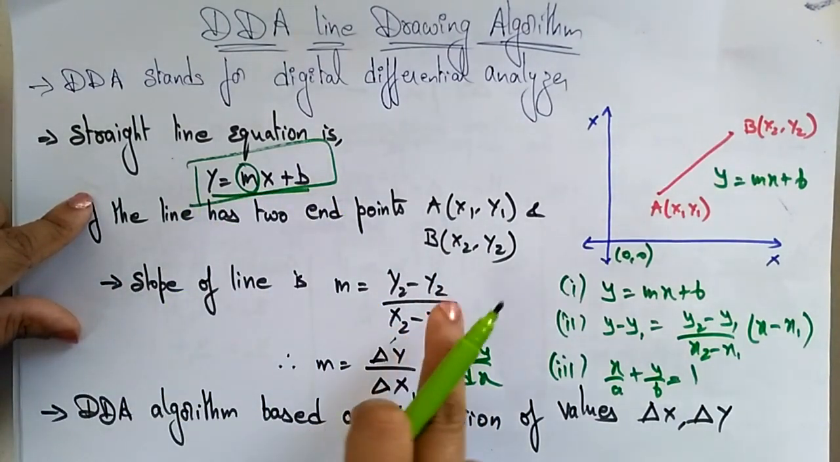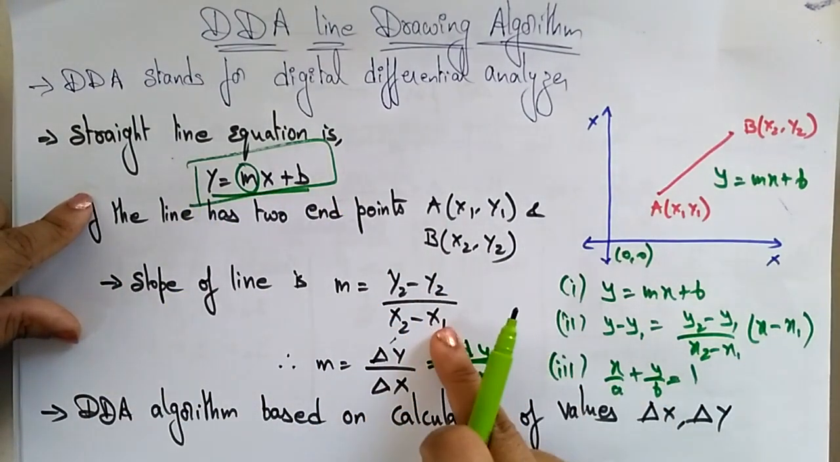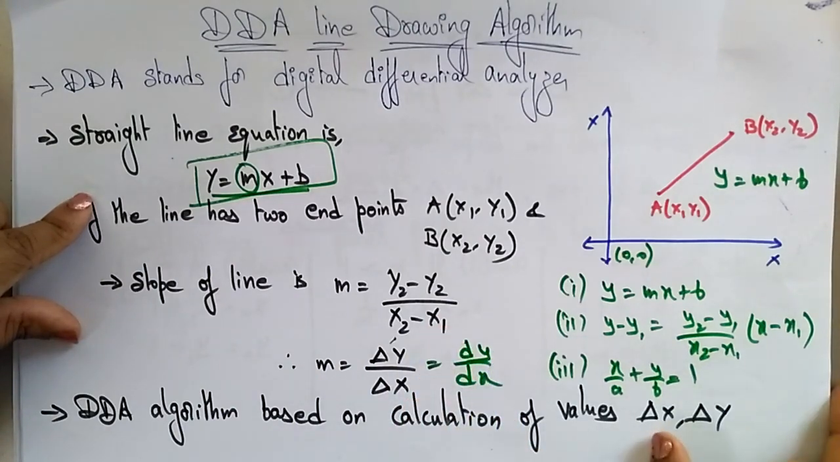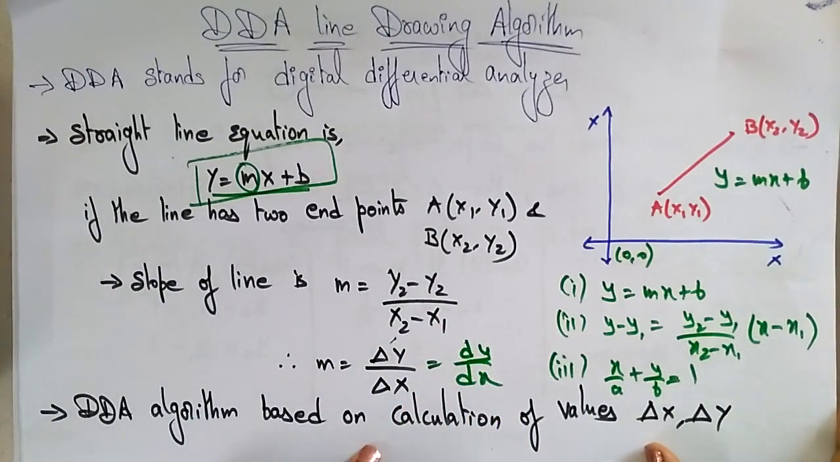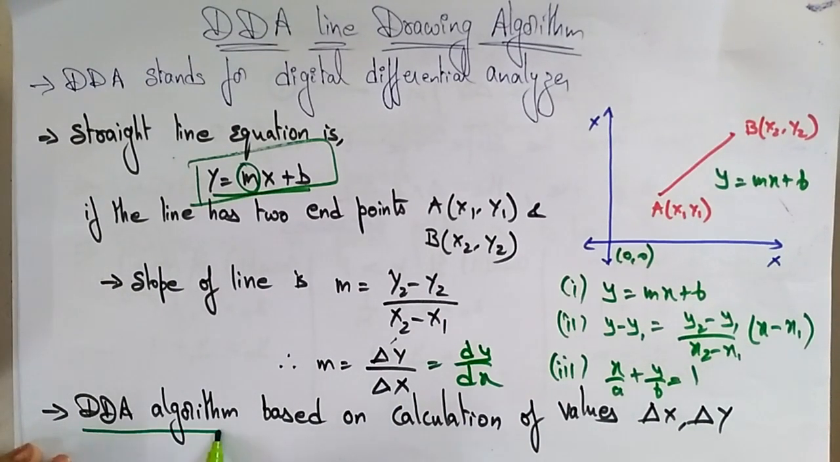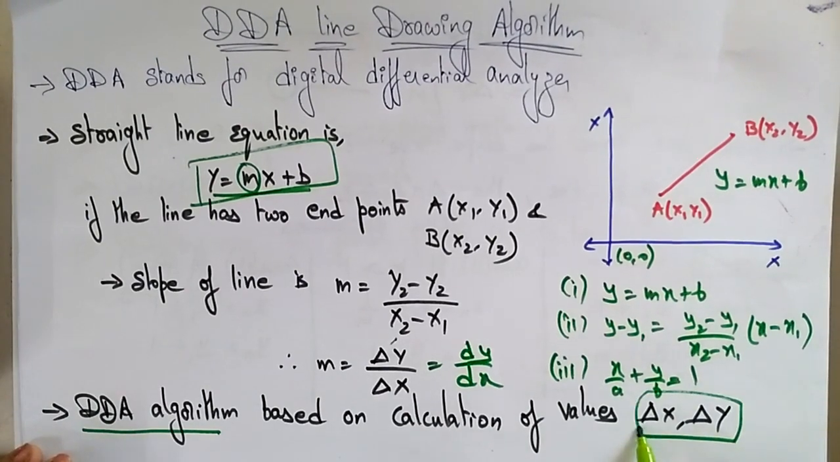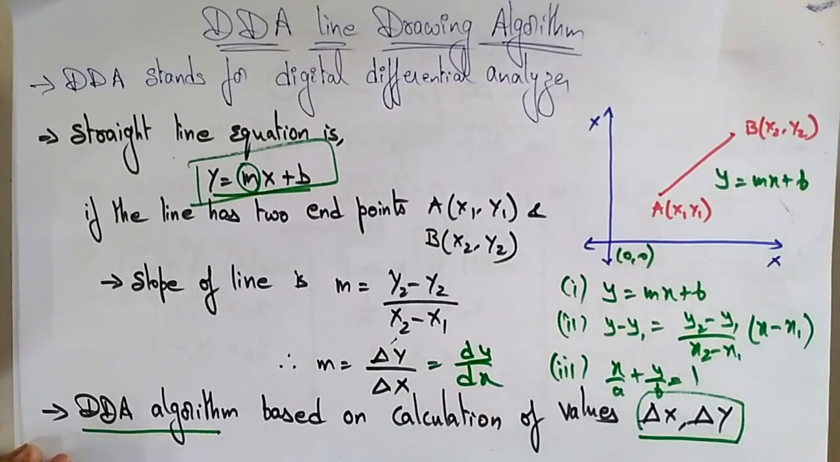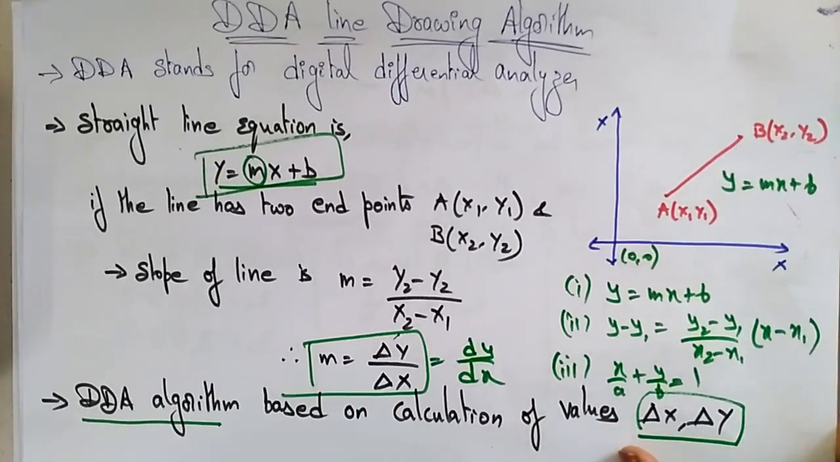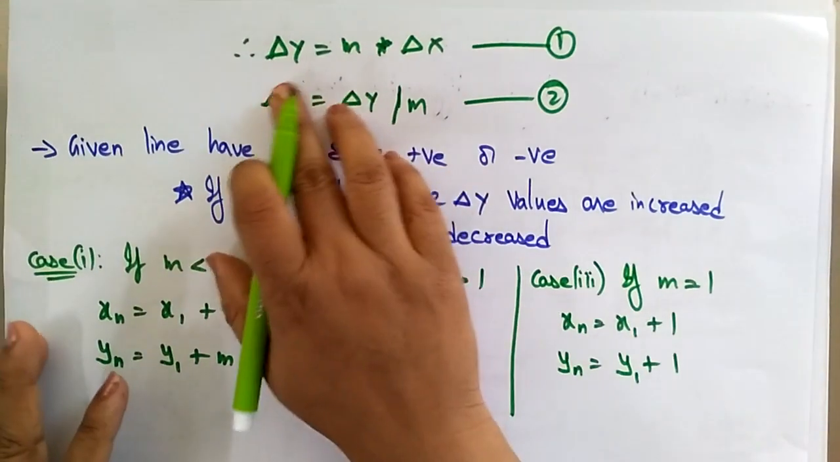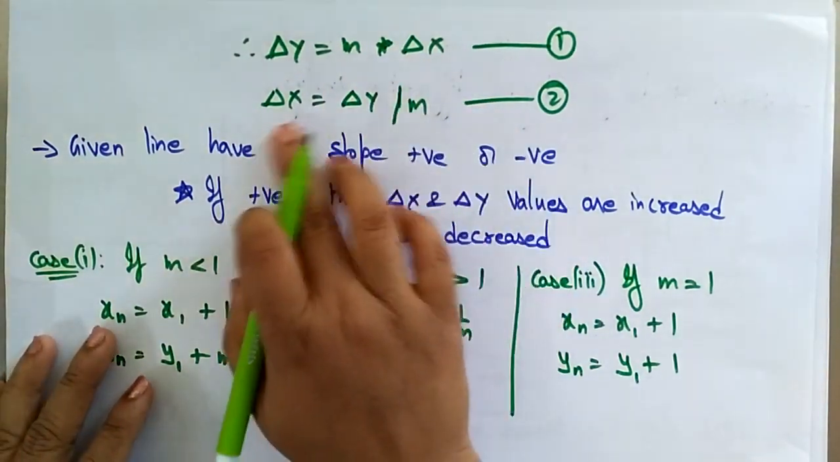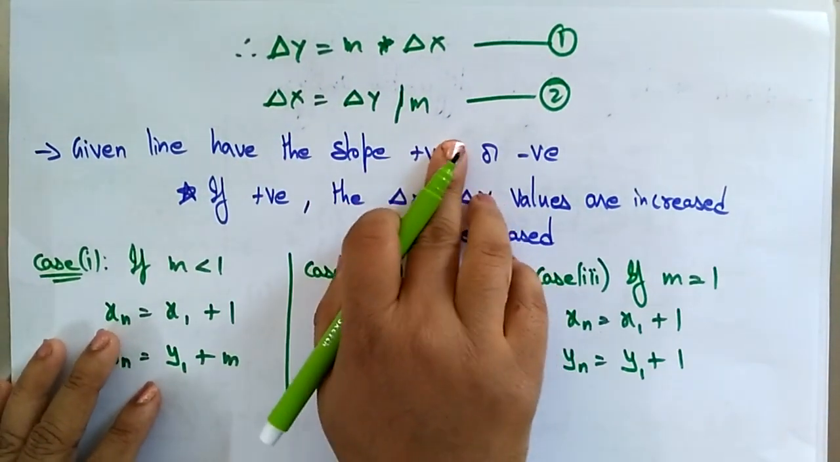Then m is nothing but the slope of a line, difference of y by difference of x. I explain all these things because the DDA algorithm is based on the calculations of delta x and delta y only. The complete algorithm is based on the slope, delta y and delta x values. So delta y is m times delta x, and delta x is delta y by m.